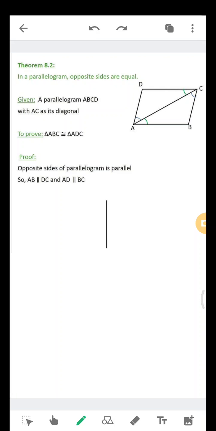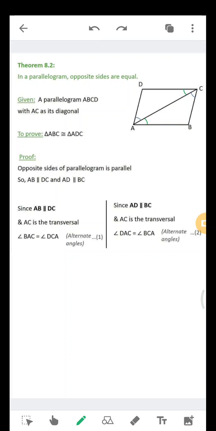So again we'll do the same thing we did for the first theorem. I'll take this as a transversal and these two angles are equal: BAC is equal to DCA. Similarly, this is a transversal, so I can say these two angles are also equal. Same thing we are doing here also. Now let's see how we can prove it.